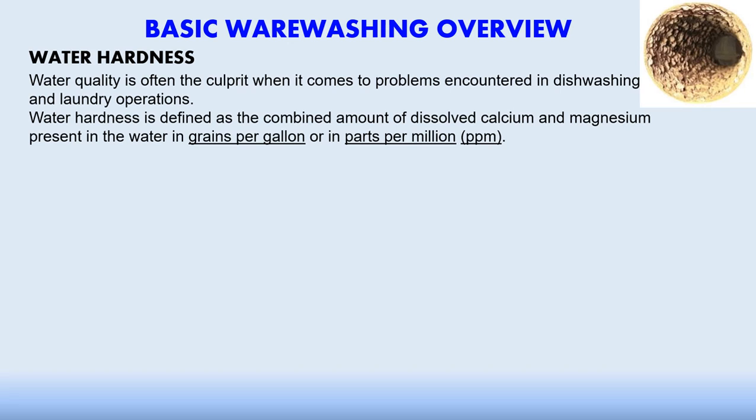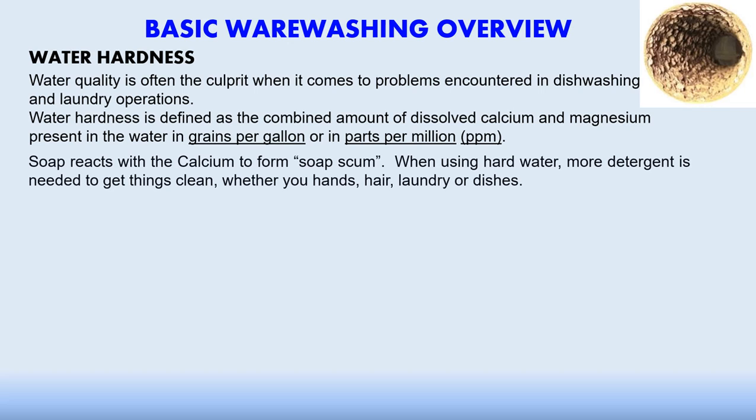Water hardness is defined as the combined amount of dissolved calcium and magnesium present in the water in either grains per gallon or in parts per million. Soap reacts with calcium to form a soap scum. When using hard water, more detergent is needed to get things clean, whether you are cleaning your hands, hair, laundry, or dishes.